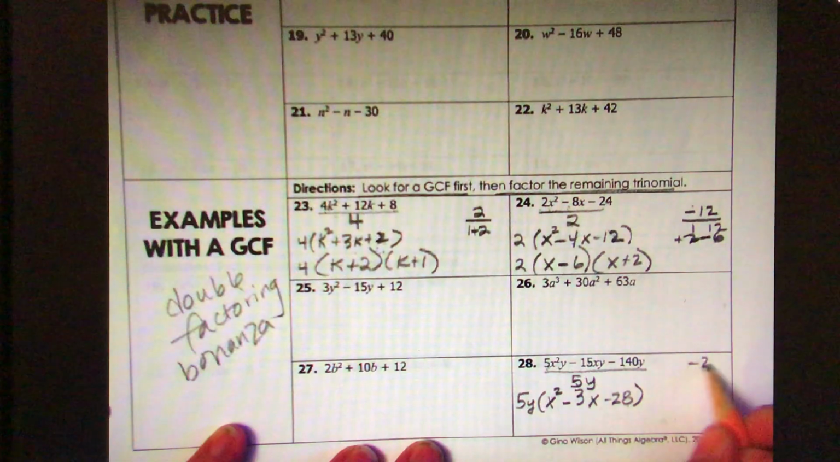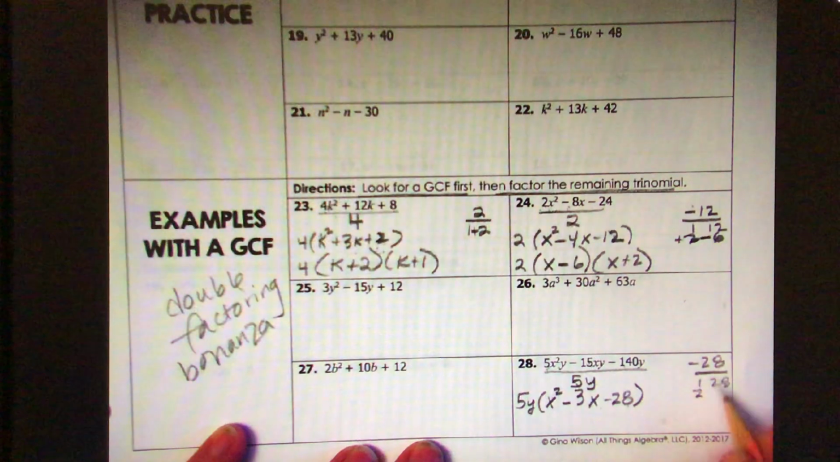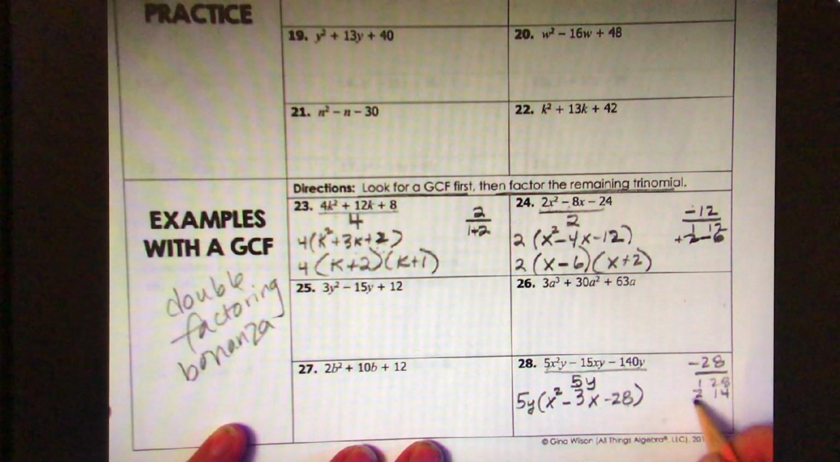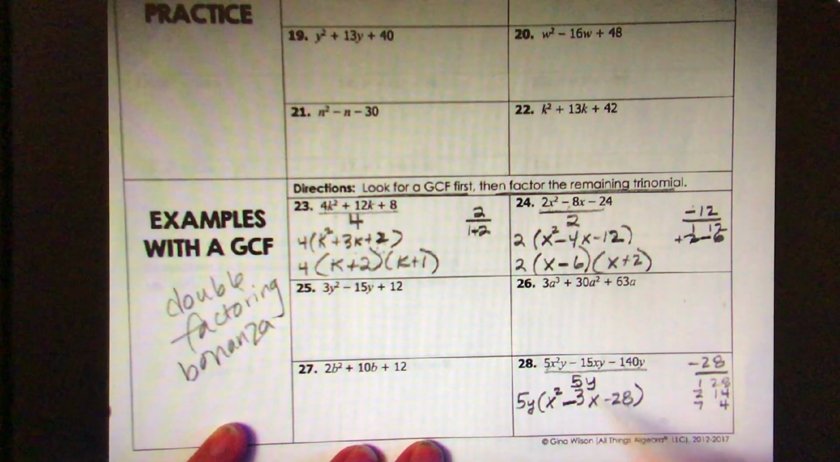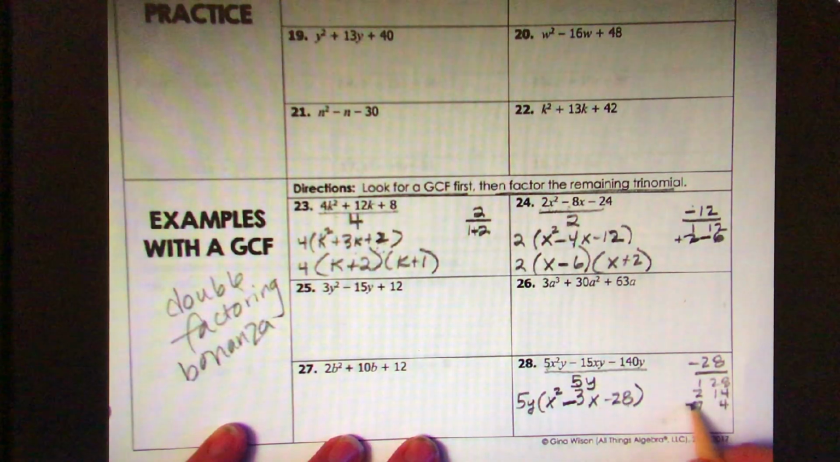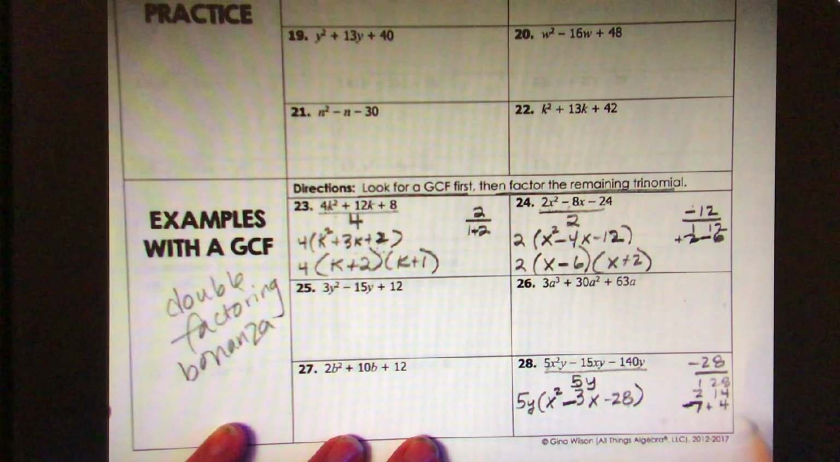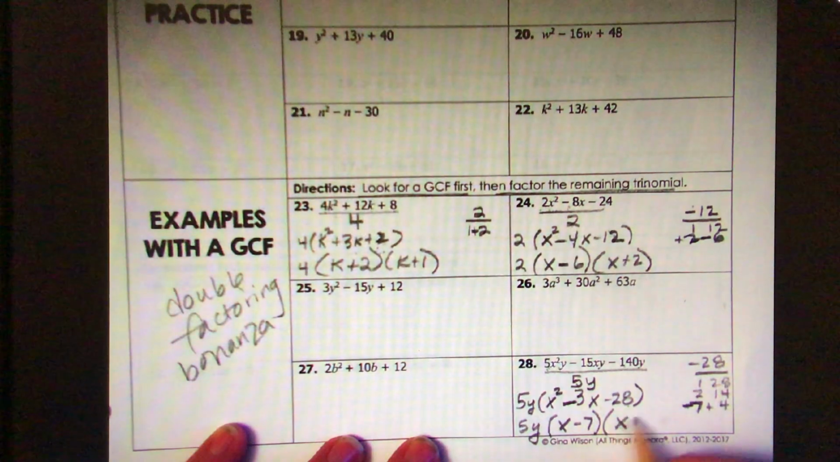So I'm going to write my negative 28 over here. I'm going to think about all the terms that go into 28. I have 2, I think that's 14. That's not going to help me. I have 7 and 4. I think that's going to work. And I think that the dark side is going to win because it's a negative internal term. It's like an inner turmoil. Maybe that's what I should call it. So I'm going to make sure that my negative sign is attached to my 7, if you think about it that way. So x minus 7, x plus 4.